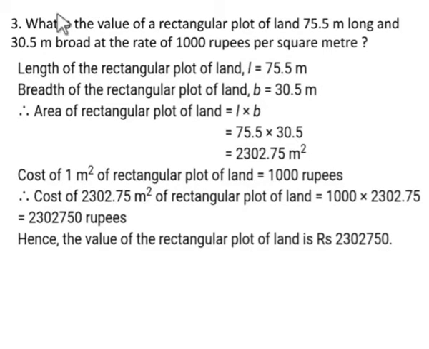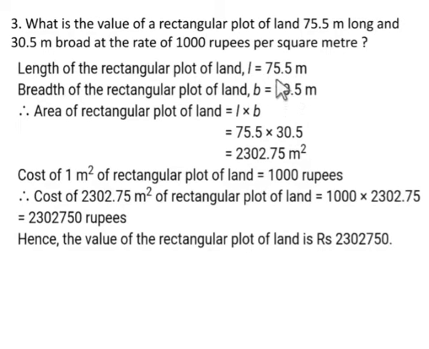Example number 3. What is the value of rectangular plot of land 75.5 meter long and 30.5 meter broad at the rate of 1000 rupees per square meter? Now here you have to find the cost of land whose length and breadth are given. So first we will write the given part. Length of rectangular plot of land is 75.5 meter. Breadth of rectangular plot of land is 30.5 meter.